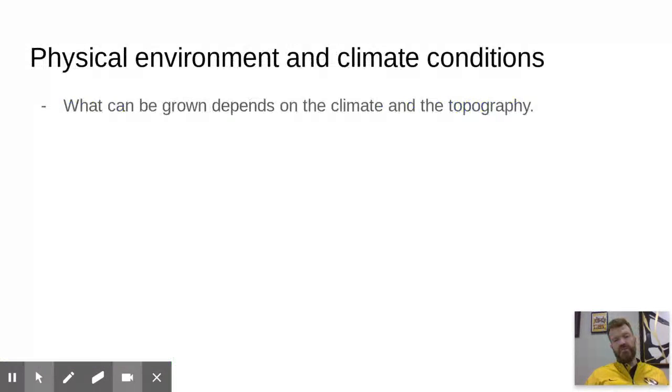Okay, so remember, the physical environment and the climate conditions determine what can be grown. We can use environmental determinism, right? We can alter this a little bit. You can irrigate the land. You can have a greenhouse. You can do these different things. But typically what can be grown depends on the climate and the land that you're on.